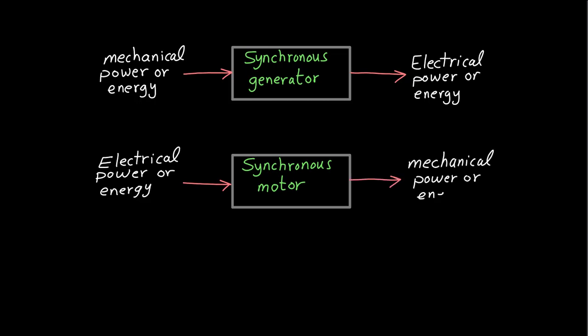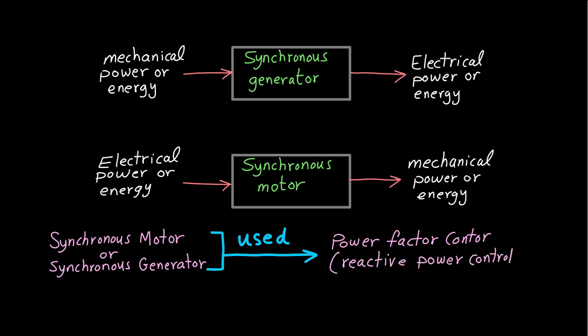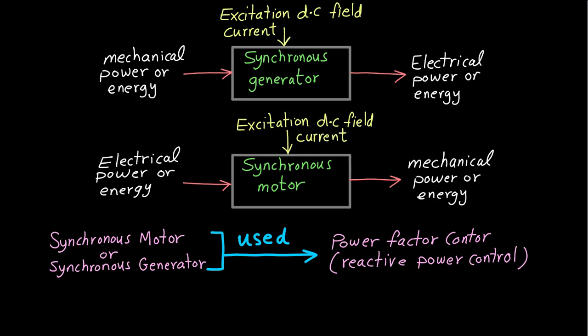It is very interesting to know that besides this active power conversion between the electrical and mechanical power or energy, the synchronous machine, whether motor or generator, can be used in power factor control or reactive power control of the electrical system. The beauty is that the control of reactive power is achieved by only controlling the excitation field current of the rotor field winding of the machine.